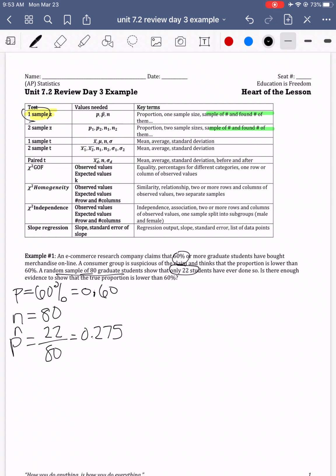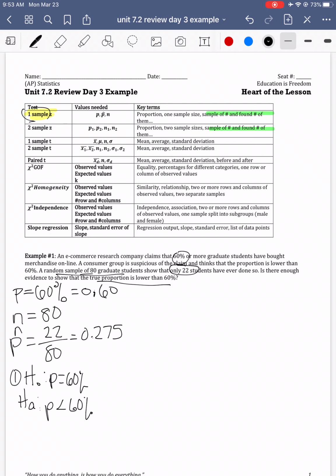And so our hypotheses here are going to be, our null is that P is equal to 60%. Our alternate, so they said that we wanted to see if the true proportion is lower. So they want to see, is our P going to be less than 60%?